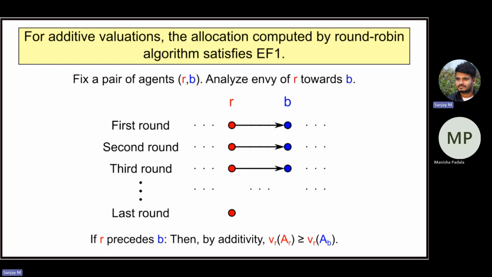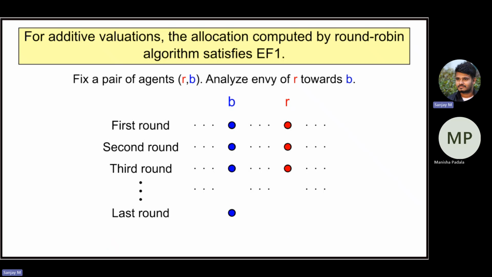Now, by using additivity, we can transfer this item-for-item preference into a preference across bundles. Because you're additive, your value for the entire bundle is going to be at least as much as for blue's bundle. So that means red does not envy blue. So under the round robin algorithm, you never envy anyone behind you, because you always get to pick before them. Fairly intuitive. Let's look at the other, more interesting case where you are the red agent, but you are behind the blue agent.